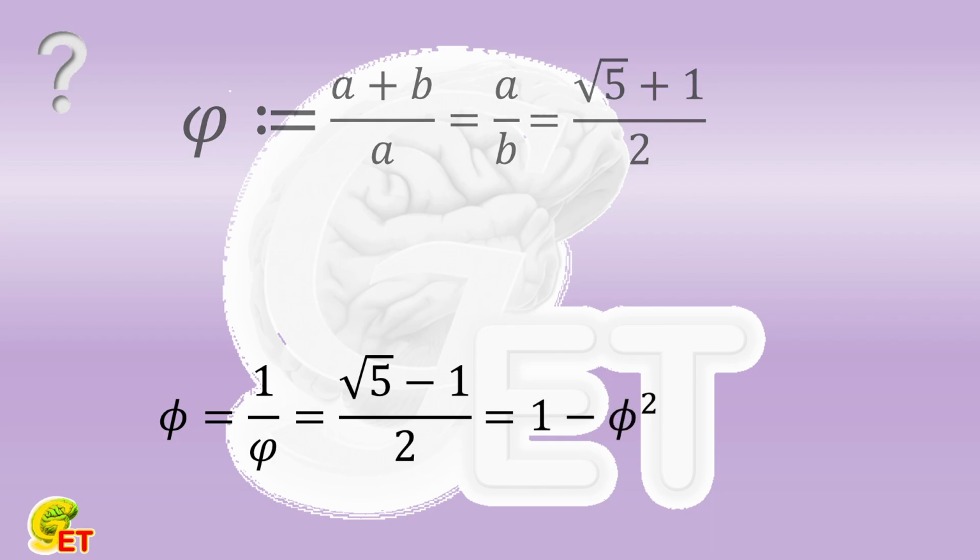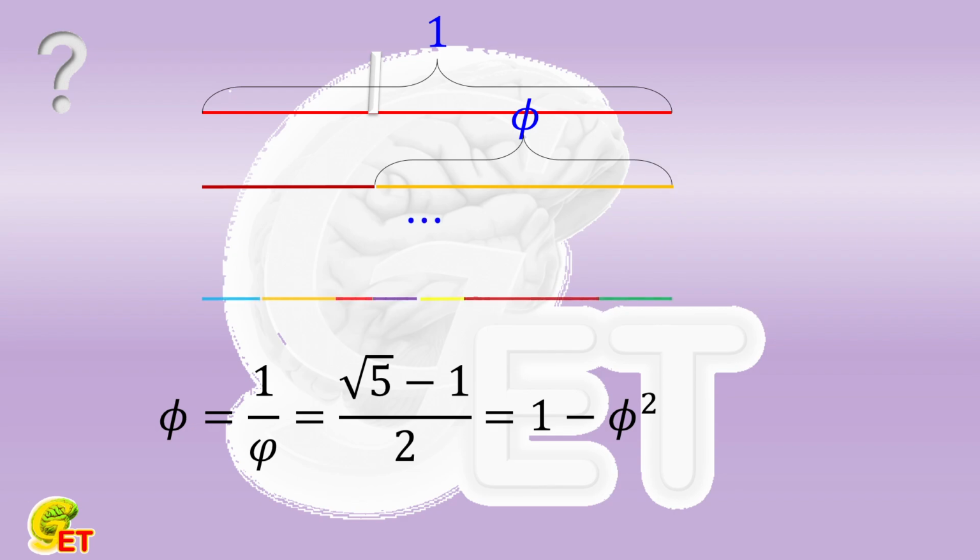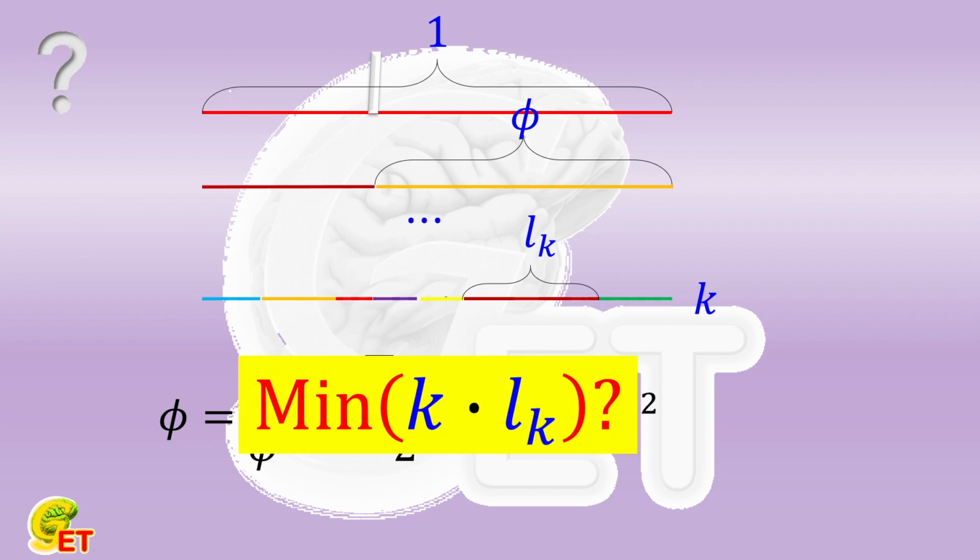We have a rope whose length is 1. We cut it into two parts. The longer part is phi, and we further cut one of the parts into another two parts. The longer part after the cut, over the part before the cut, is always equal to phi. We can iterate the operation in this way, and denote the number of segments obtained after each cut as k. And the length of the longest segment is denoted as Lk. So what is the minimum value of k times Lk? Why not give it a try, and we will come back soon.